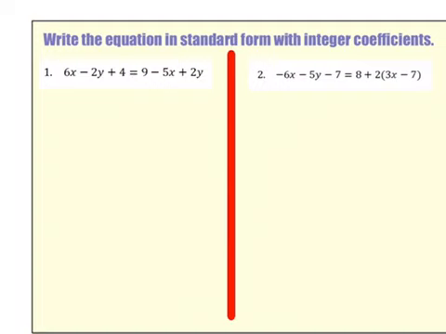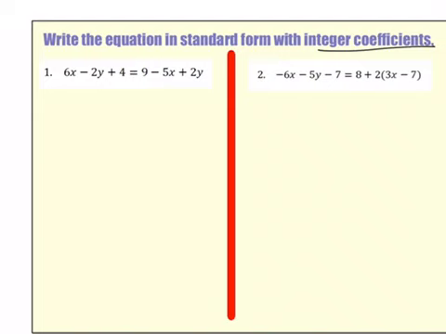So looking at numbers 1 and 2, we want to write the equation in standard form with integer coefficients. So there are those integer coefficients that we're looking for. Standard form is just ax plus by equals c. We need to get the x's and the y's on one side of the equal sign, and then all of the constants on the other.